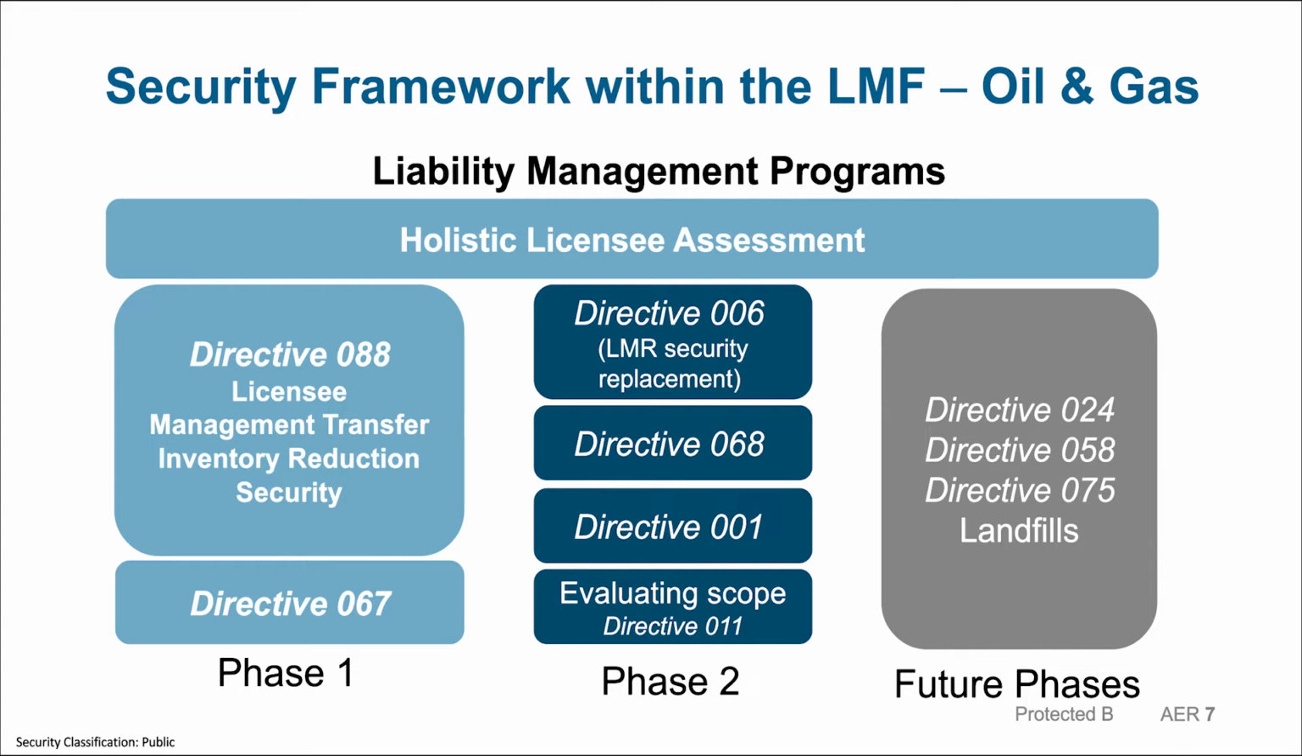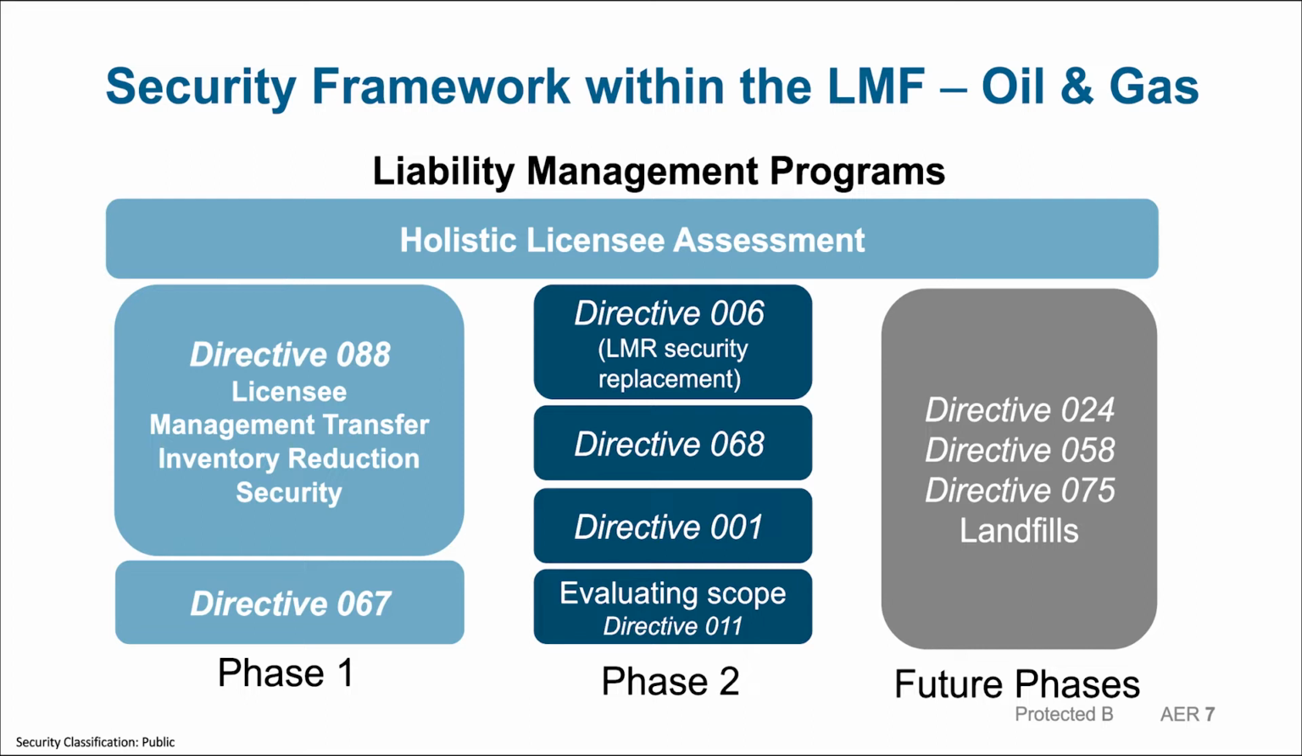Phase 1 includes security determination for the inventory reduction program, transfers, parts of the licensee management program, and other factors like offsetting the costs of activities for reasonable care and measures. Phase 2, which will be marked by the second release of Directive 88, will complete the transition from the LMR security to the new, fully implemented security framework, which is part of the complete rollout of the licensee management program.